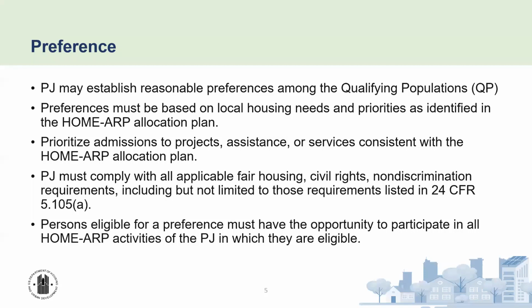Persons eligible for preference must have the opportunity to participate in all HOME-ARP activities of the PJ for which they're eligible under the HOME-ARP notice, including activities that are not separate or different. And they cannot be excluded because of any protected characteristics or preferential status.